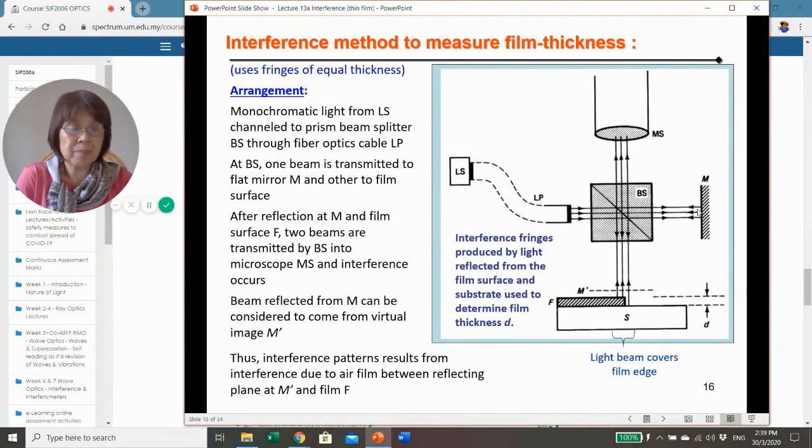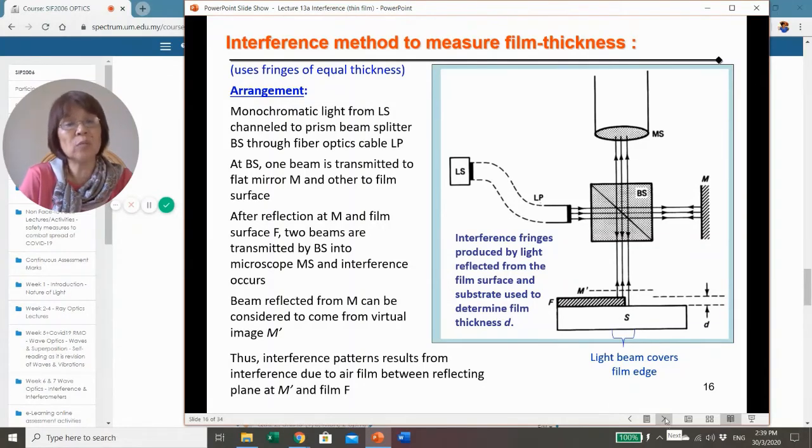Now, this beam, if we were to rotate this mirror, then this mirror will be at this position. So we will have one of the beams coming to the viewing microscope traveling from here to here and getting reflected back. And then the other beam would be coming from here to here and getting reflected back. This beam is not just a single line, but a beam of certain spatial transverse extent. So part of it will be reflected from the substrate. So the light beam should cover the film edge here.